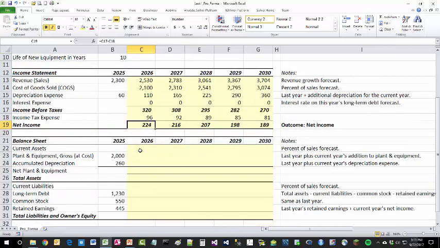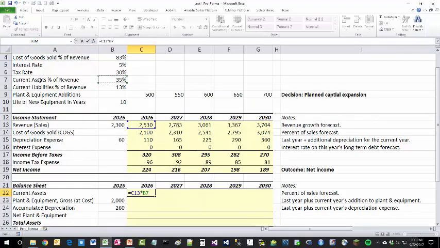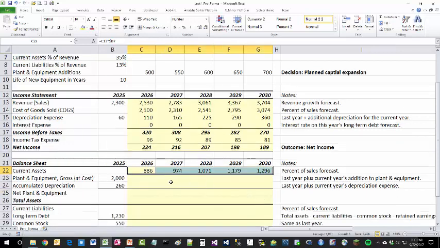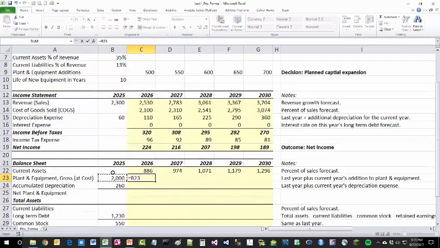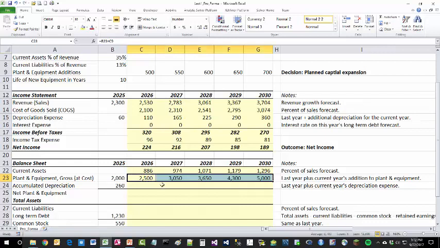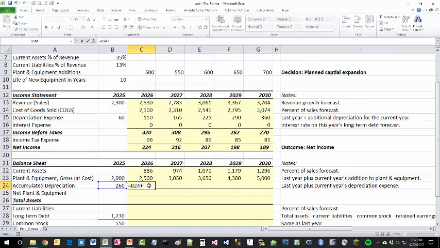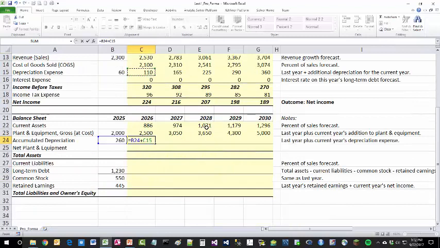Okay, on the balance sheet side of the model, current assets are projected to be proportional to sales, using the projected sales multiplying by the fixed percent of revenue. The plant and equipment is last year plus the planned addition for this year. And then accumulated depreciation is last year plus current year's depreciation expense from the income statement.